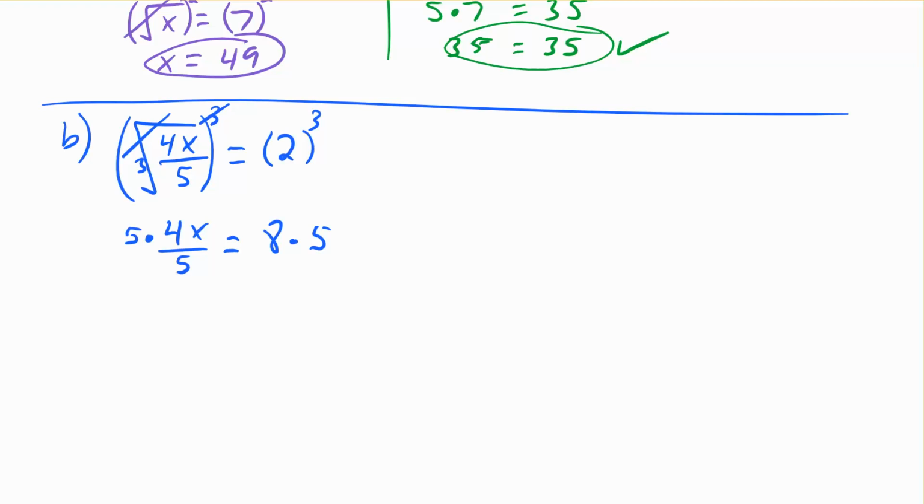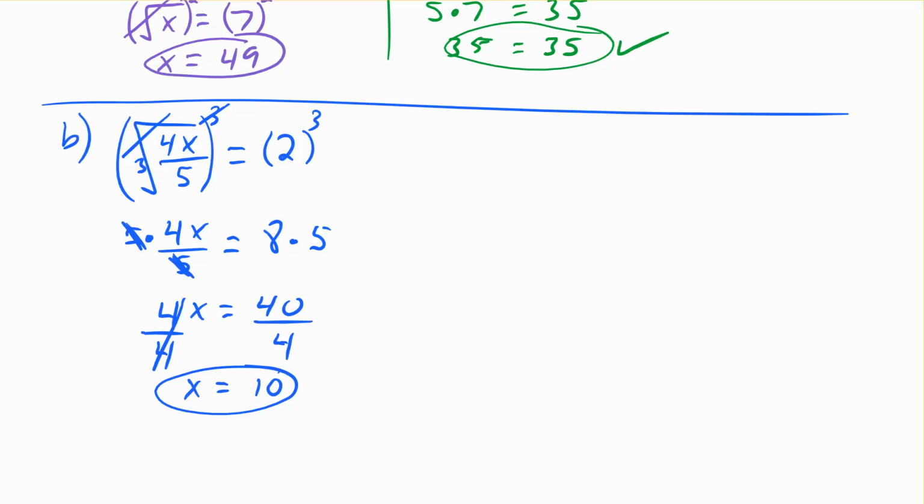The reason I did that is because now the 5 on top cancels with the 5 on the bottom. What I have left is 4x is equal to 8 times 5, which is 40. Okay, last thing I'm going to do is divide by 4. Because I was multiplying by 4, I'm going to do the opposite and divide both sides by 4. That 4 cancels with that 4, and I'm left with x is equal to 40 divided by 4, which is 10.